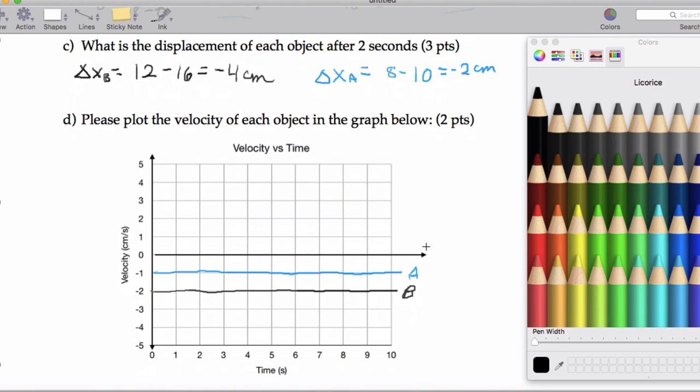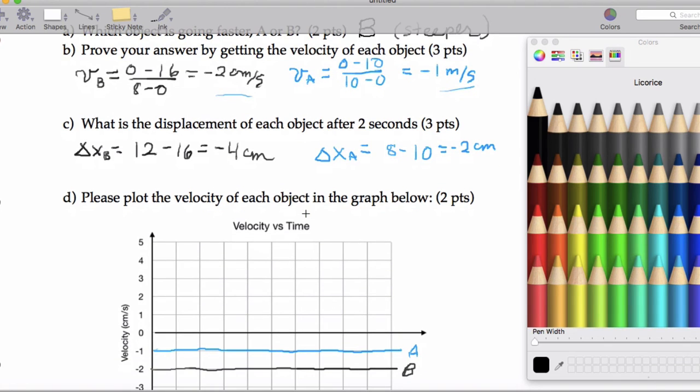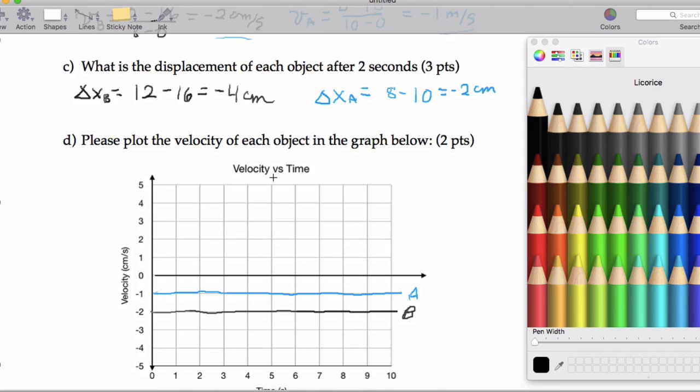To do that, once again, you just plot the slope that you calculated in part B. So that's problem number 1, and we'll take a look at problem number 2 in the next video.